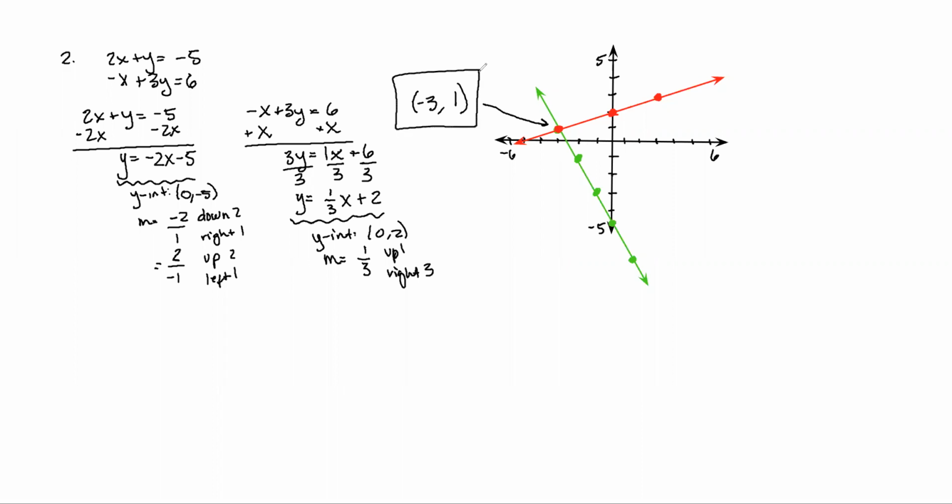That is the solution for the system of equations. So that's graphing. That's pretty much visually what we're looking for, is the point where those two lines intersect. Now let's go ahead and look at some examples of substitution.